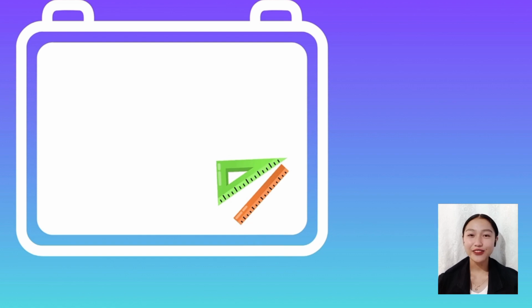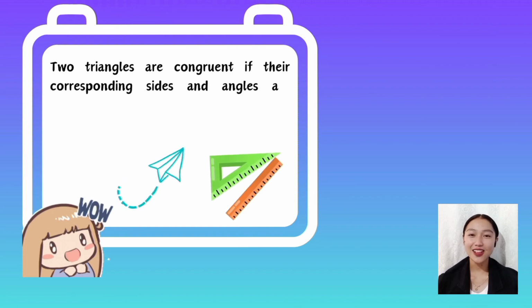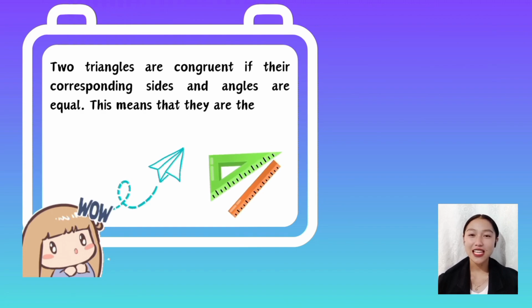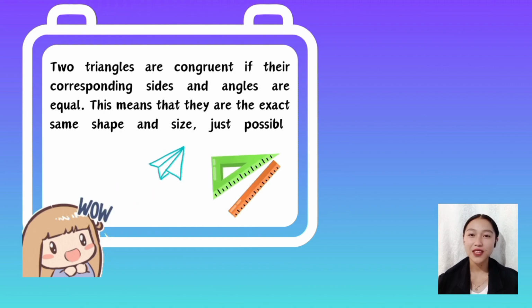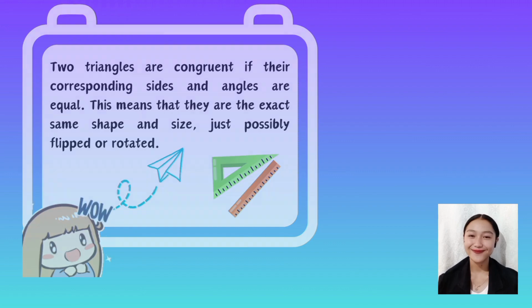Firstly, let's define what congruent triangles are. Two triangles are congruent if their corresponding sides and angles are equal. This means that they are the exact same shape and size, just possibly flipped or rotated.